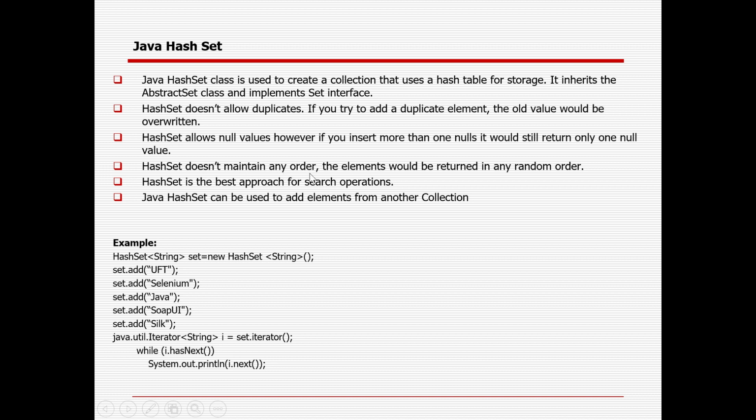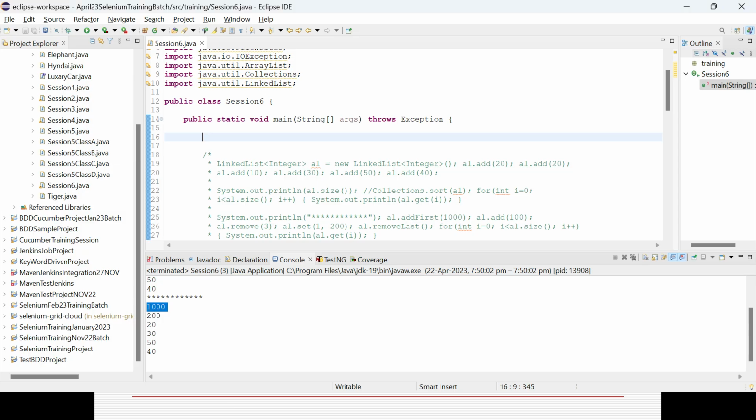HashSet does not maintain insertion order. The element will be returned in a random order. HashSet is the best approach for search operation. Java HashSet can be used to add element from another collection as well. So now let's try to do with HashSet.